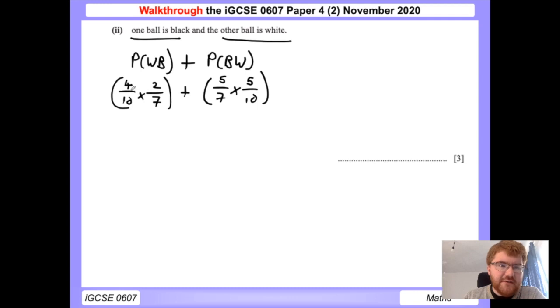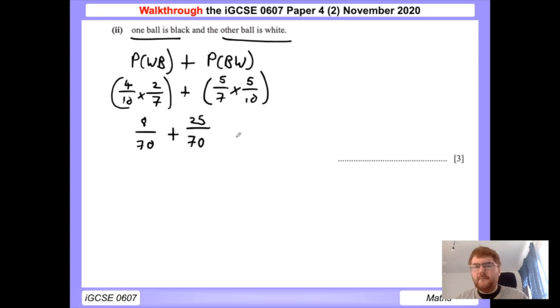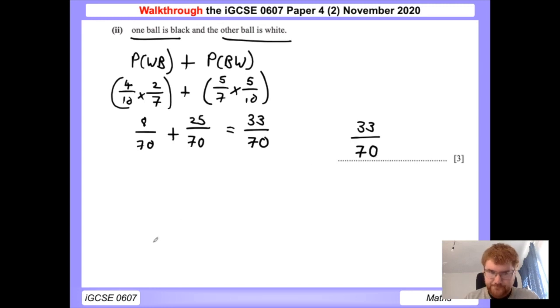We times fractions here. 4 times 2 is 8. 10 times 7 is 70. 5 times 5 is 25. 7 times 10 is 70. Notice we've got the same denominator. That's very, very helpful. If we add those together, 25 plus 8 is 33 over 70, which cannot be simplified. So we will leave this as 33 over 70. All good. Draw your tree diagrams.